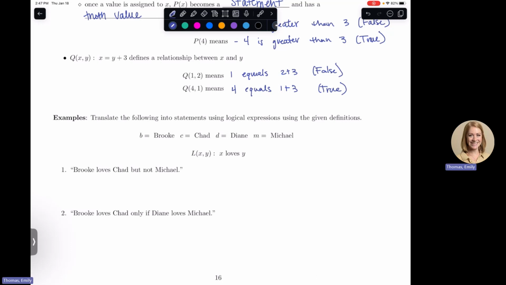So how can I write this in symbols? Do y'all have any idea what I'm asking? Let's call Brooke B and Chad C. That first thing is Brooke loves Chad. There it is with its symbolic notation. Then the "but not Michael" part: and not, Brooke does not love Michael.